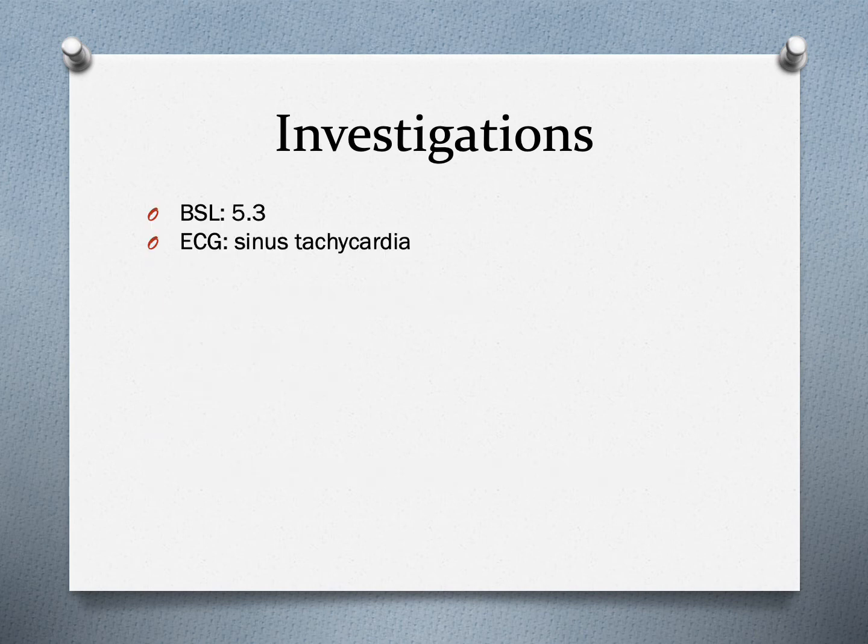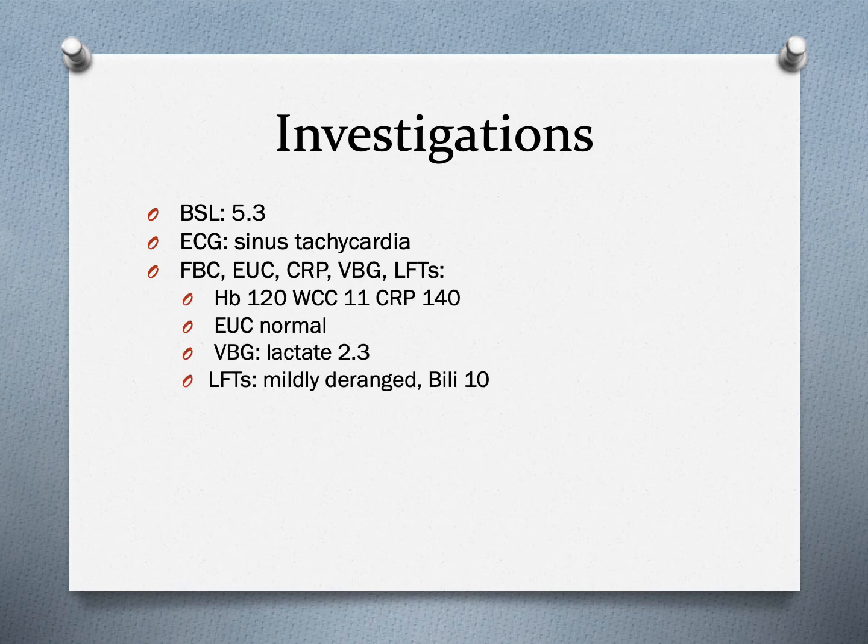So the results of these: her blood sugar and ECG are done, and just show sinus tachycardia and normal blood sugar. Her bloods, her hemoglobin is stable from before the operation, which lessens the likelihood of an intra-abdominal bleed. Her white cell count and CRP are up. Her EUCs are normal. She has an increased lactate, which you can see in patients that are in lactic acidosis, again making you concerned that she's in a septic state.